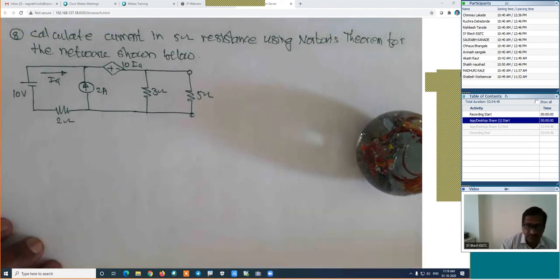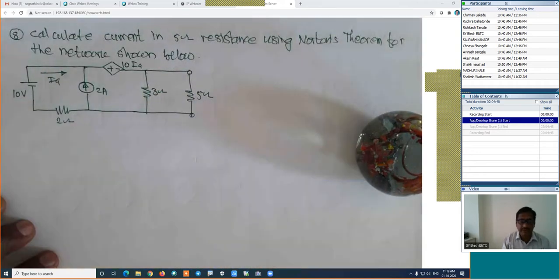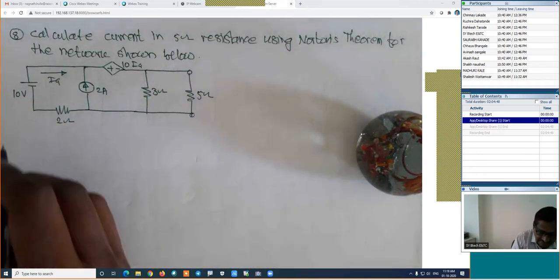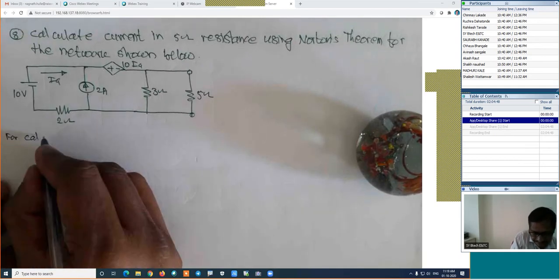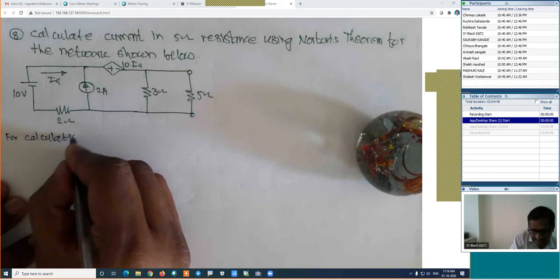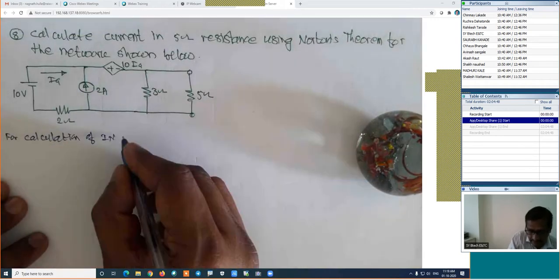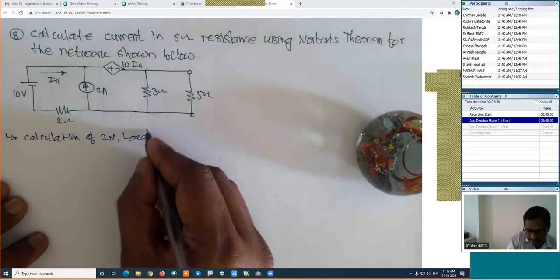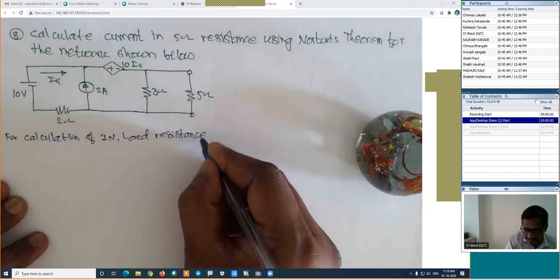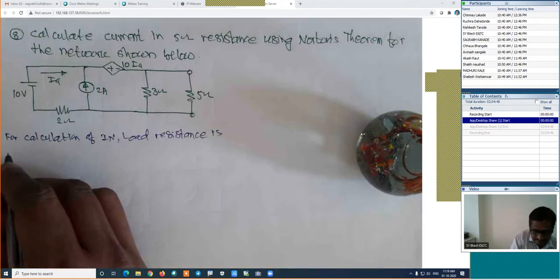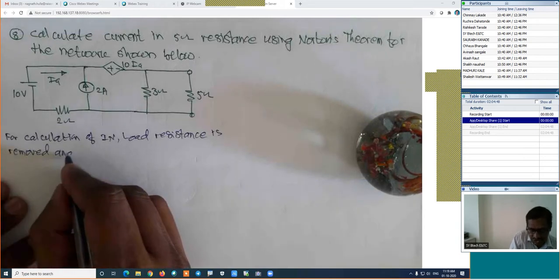So first what we will do, we will remove the load resistance and we will short this output terminals and we will calculate first the Norton's current. I will write the same. For calculation of IN, load resistance is removed and output terminals are shorted.